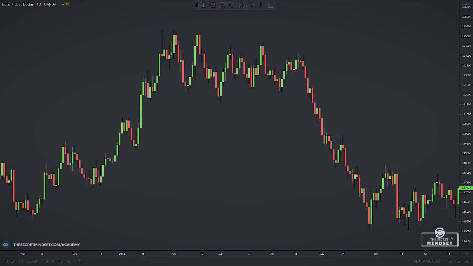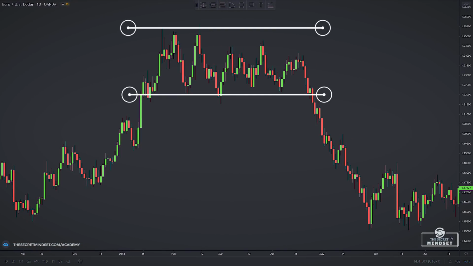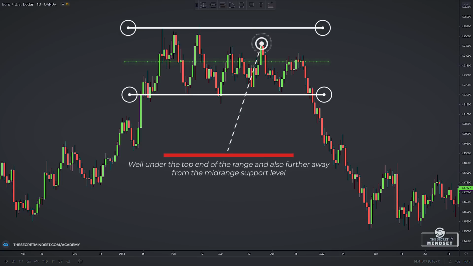Take a look at this example of a seemingly unpredictable bounce during sideways market action. Notice how the price pulls back from the region marked with this circle, even though it would be hard to categorize this area as a clear support and resistance level. We are well under the top end of the range and also further away from the mid-range support and resistance level. It's these kinds of pullbacks that require conservative trade management when the market is choppy and undecisive.